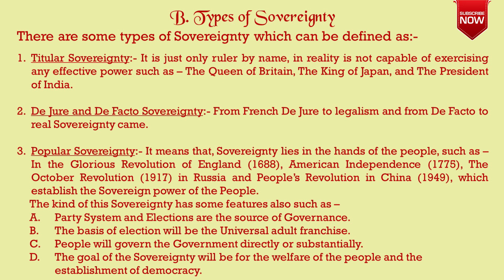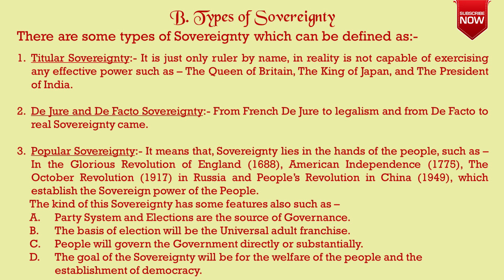It means that sovereignty lies in the hands of the people, such as in the Glorious Revolution of England, 1688, American Independence, 1775, the October Revolution, 1917 in Russia, and the People's Revolution in China, 1949, which established the sovereign power of the people. This kind of sovereignty has some features also, such as A.